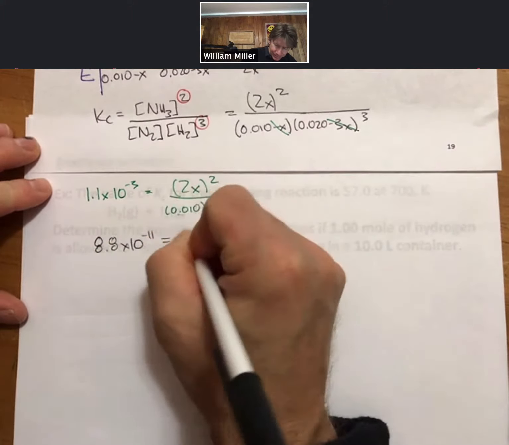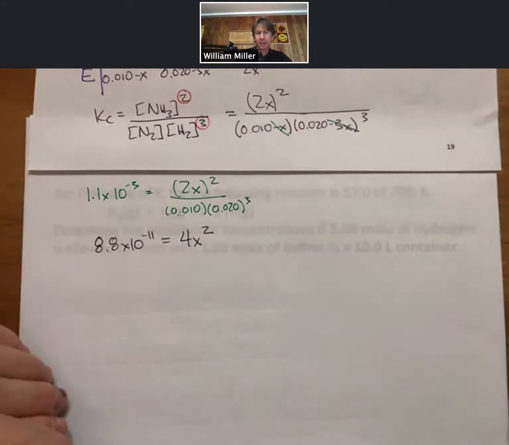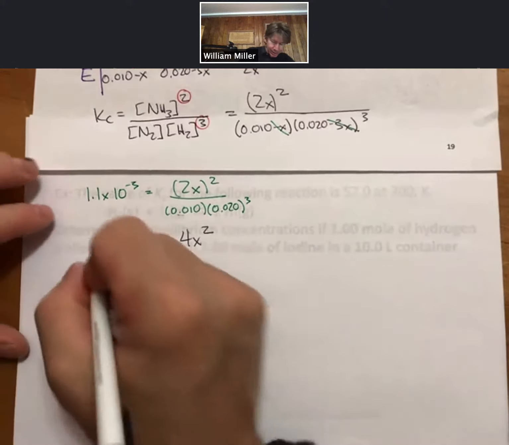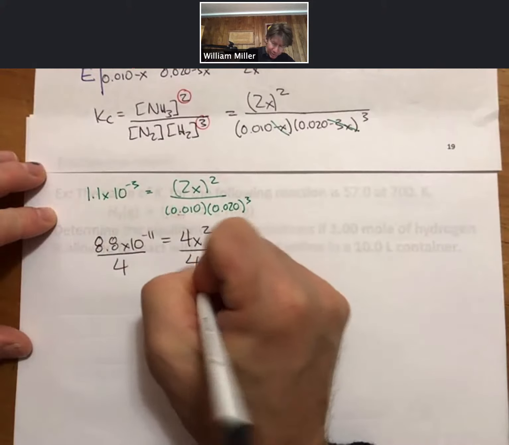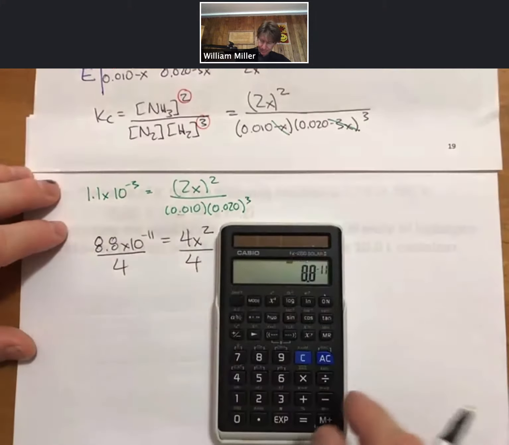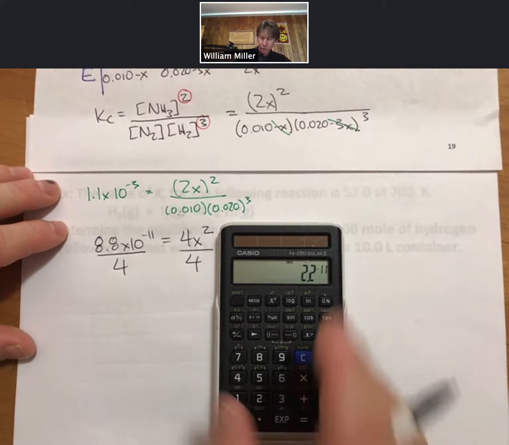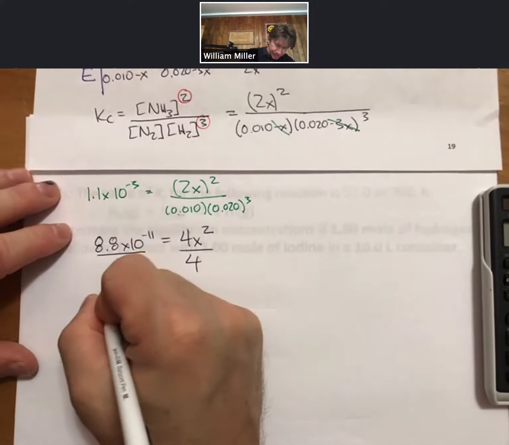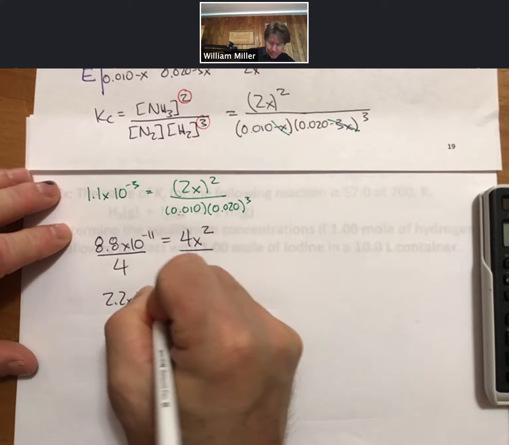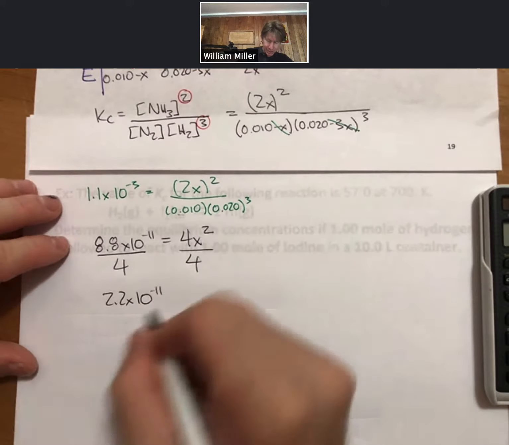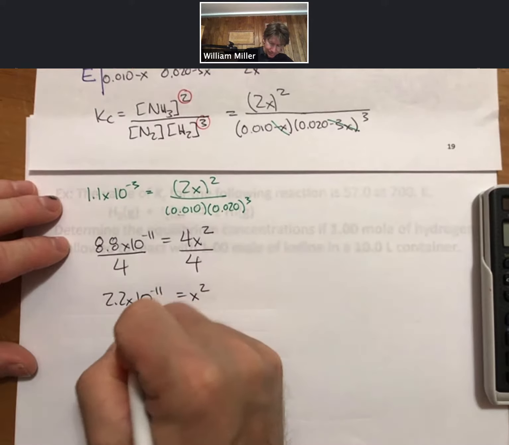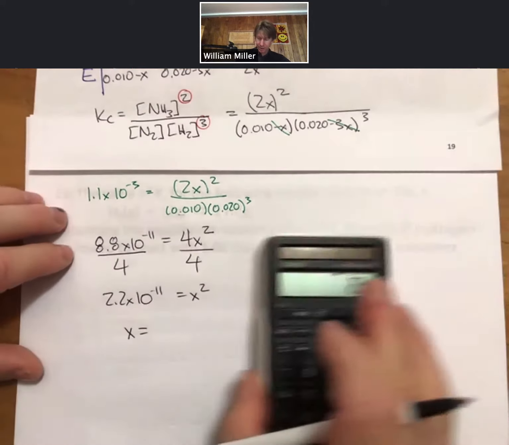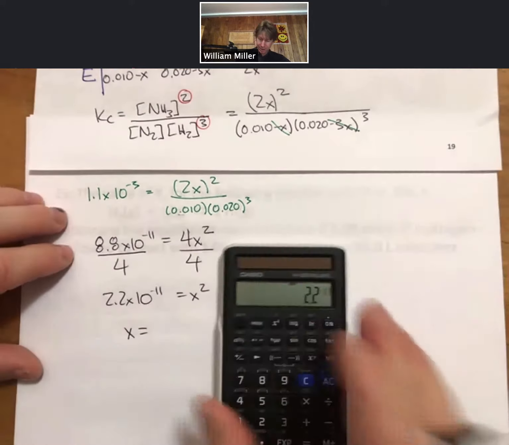Equals 4x squared. Please be sure to always square the 2 number too. And then we'll divide both sides by 4. 2.2 times 10 to the minus 11 equals x squared. And x equals the square root of that. Shift square root. 4.7 times 10 to the minus 6.